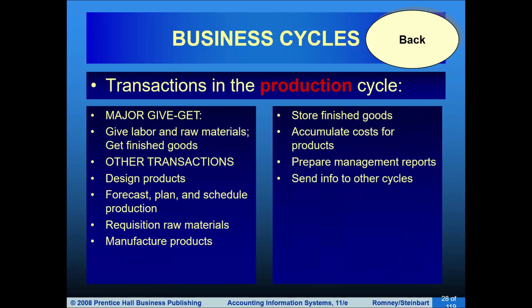Then the production cycle. The major give-get relationship is give labor and raw materials, get finished goods. Other transactions: design products, forecast, plan and schedule production, requisition raw materials, manufacture products, store or inventorize finished goods, accumulate cost for products, prepare management reports, and send information to other cycles.